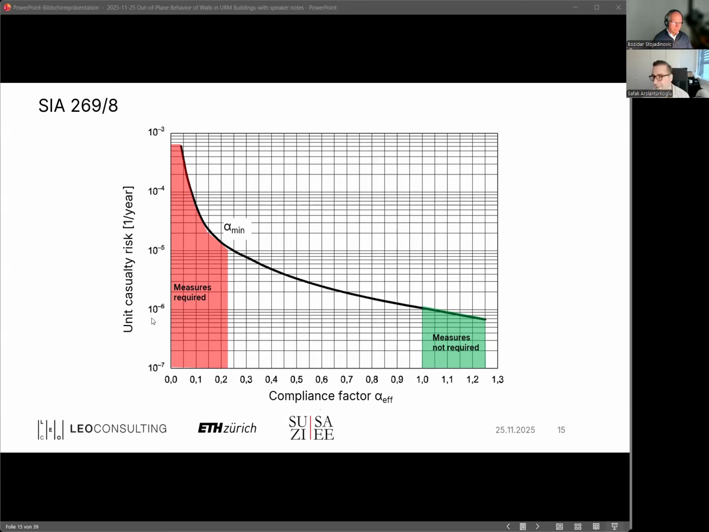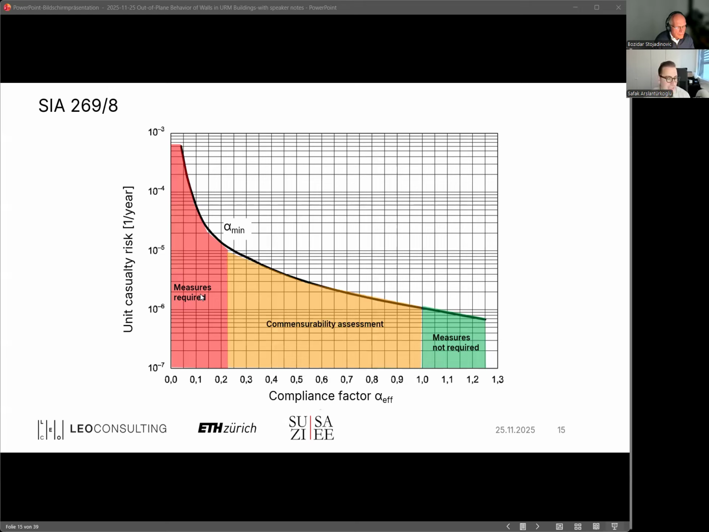Then there is the lower threshold, that is the red region, characterized by an alpha min. This alpha min, for regular residential buildings with normal occupancy, is declared as 25%. So buildings have to provide 25% code compliance at least. If a building has a lower code compliance, then it is said to be in this red zone. In this red zone, we require measures to retrofit this building. No matter how high the costs, the code tells you to implement them.